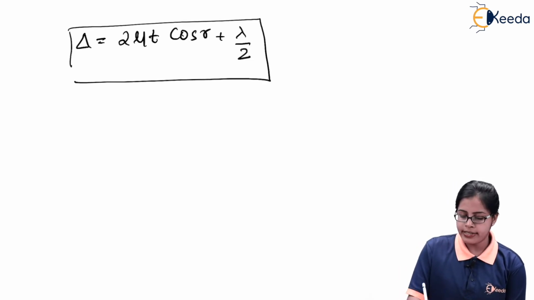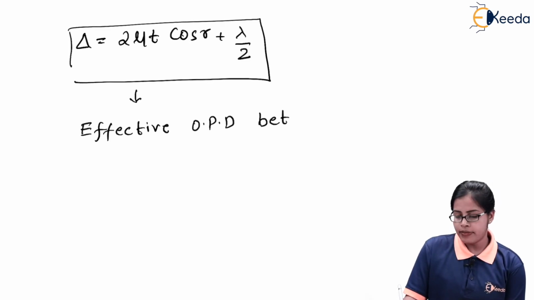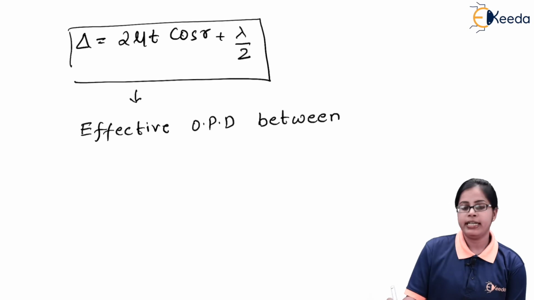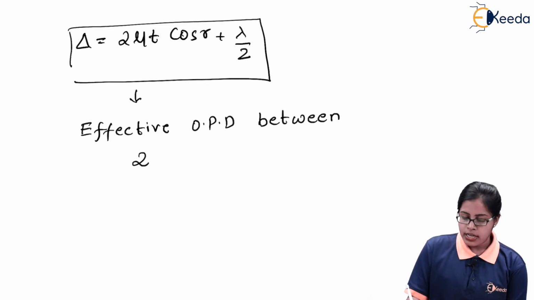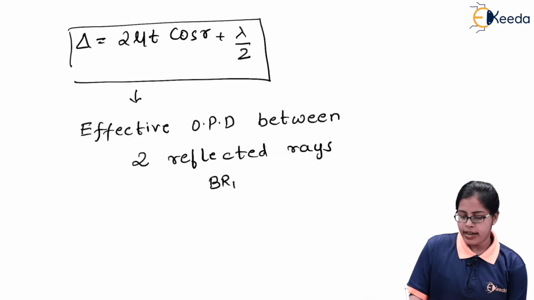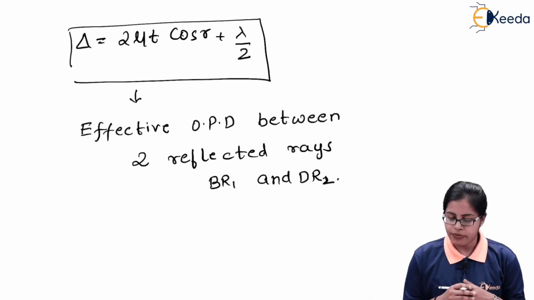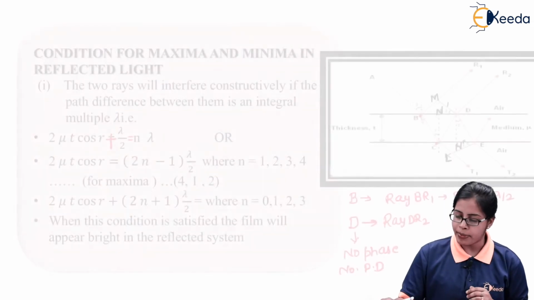We can indicate this equation as the effective optical path difference between the two reflected rays, that is BR1 and DR2. So we got the equation for the effective optical path difference between the two reflected rays BR1 and DR2, which is 2 mu t cos r plus lambda by 2.